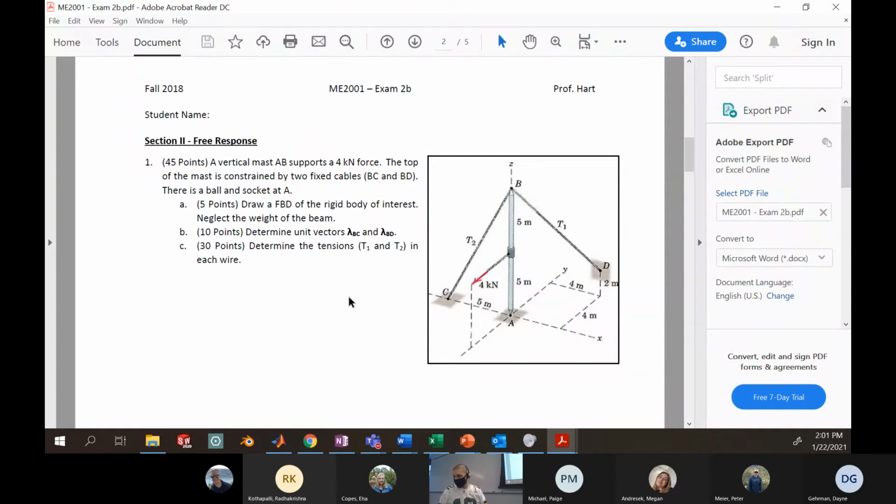So here we have a vertical mast, AB, supported by a 4 kilonewton force. The top of the mast is constrained by 2 fixed cables, BC and BD. So hopefully you can sort of see those there. And there's a ball and socket joint at A. We want to draw a free body diagram, determine unit vectors, and then determine the tensions in each wire. That is our charge.